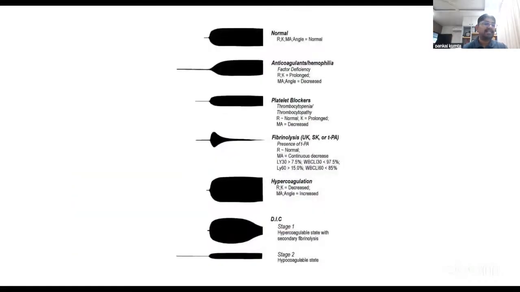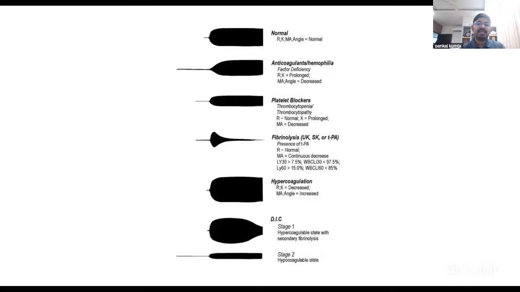Again, if you look at the TEG waveforms, the normal is this, where it is more sustained, with a short R time, good alpha angle and good K times, and they sustain the MA throughout. While if it is anticoagulants or hemophilia where factor deficiencies are there, you will see that the R and K times are a little prolonged, and the MA angle is reduced. So here you may need to give an anticoagulant reversal or FFPs.